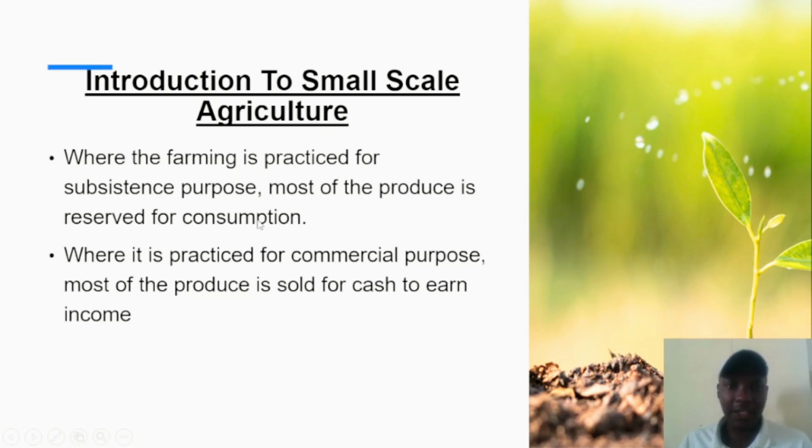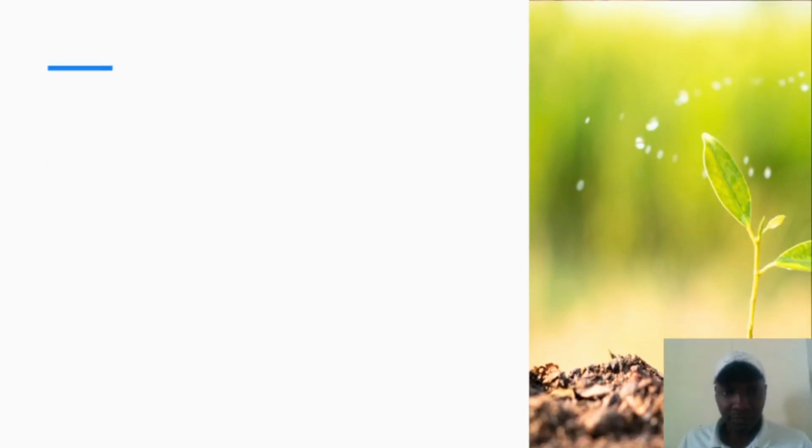So that's how you can know these purposes and why they are there. Subsistence purposes are there to reserve the produce for consumption, mainly by, for example, the family members, while commercial purposes mean the produce is there to be sold to obtain cash and earn income.